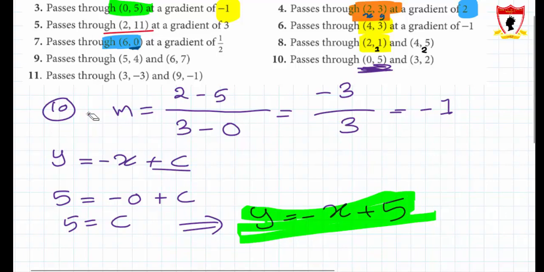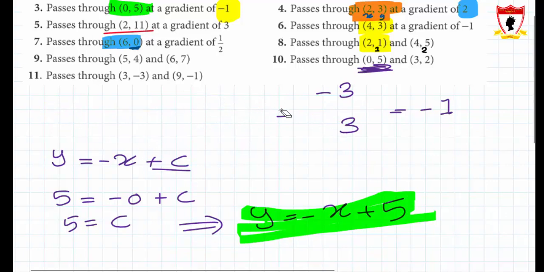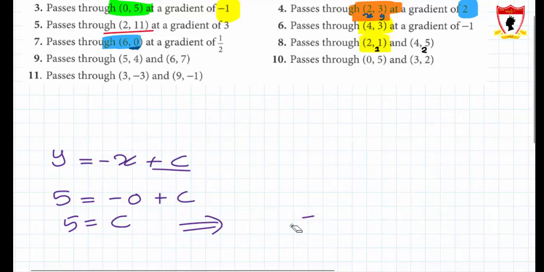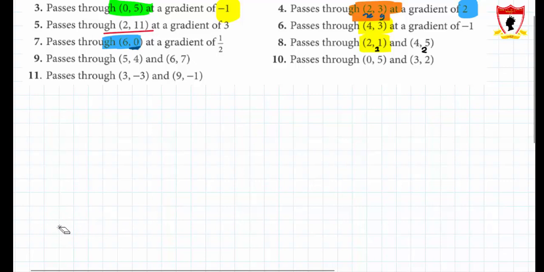Question 11 and the last one. Where to start? We start by finding the gradient. How can we find the gradient? By writing y2 minus y1 over x2 minus x1. What is y2 and y1? y2 is from here, y1 is from here. It's fine if you say this point is x2 and y2, this point is x1 and y1. It's all right. Question 11.